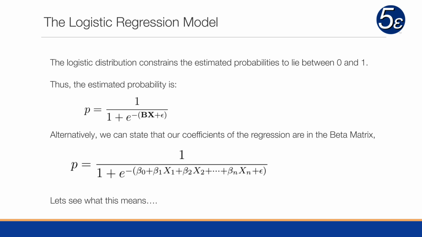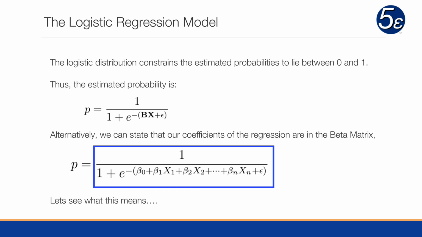So therefore, the estimated probability is going to be p equals 1 over 1 plus e raised to the negative exponent of the beta x plus epsilon. So notice here that this part is our regression equation, it's the beta x plus epsilon. And so therefore, this estimated probability is actually based on this formula where our coefficients are merely an exponent of the natural e in the denominator of this formula. Alternatively, we can state that our coefficients of the regression are in that beta matrix, and therefore the formula expanded out looks like this.